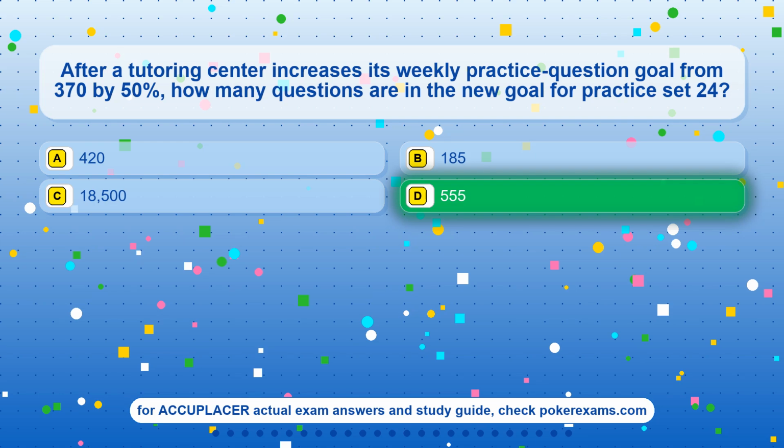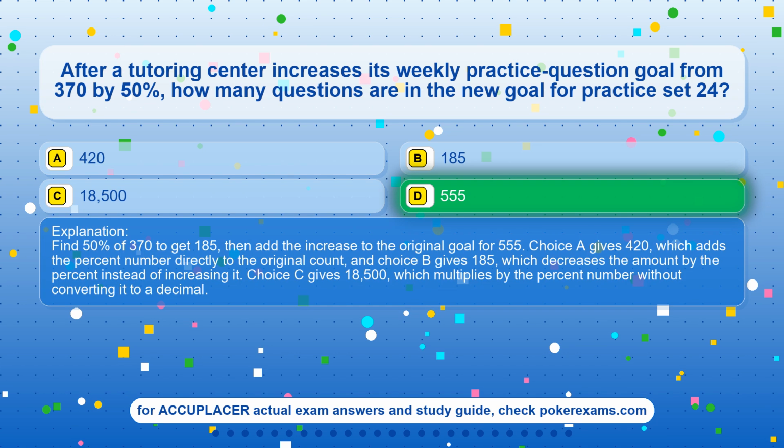The correct answer is option D, 555. Find 50% of 370 to get 185. Then add the increase to the original goal for 555. Choice A gives 420, which adds the percent number directly to the original count, and choice B gives 185, which decreases the amount by the percent instead of increasing it. Choice C gives 18,500, which multiplies by the percent number without converting it to a decimal.